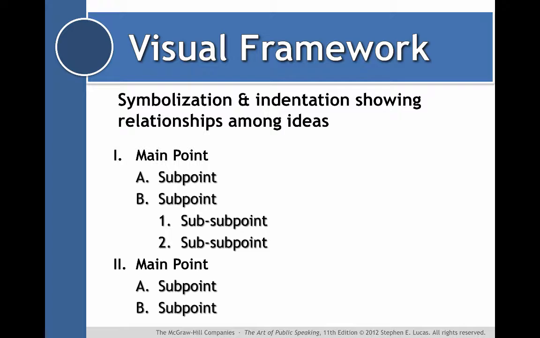Also, as you can see, the main points are out at the margin. Subpoints are indented 1 tab in. Don't line everything up at the margin. The whole point of outlining is so you and I can see the overall structure of your speech, and you can't do that if it looks all the same.